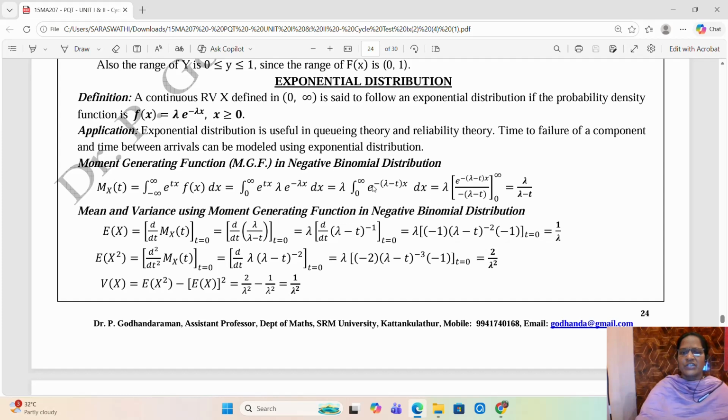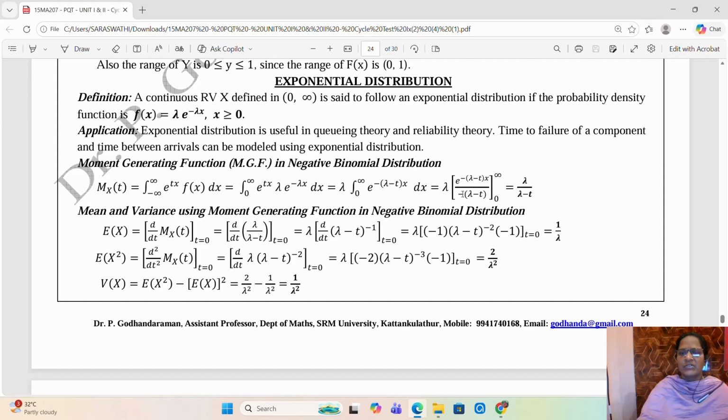As per the integration formula, the integral of e to the power minus ax dx is equal to e to the power minus ax divided by minus a. Here the coefficient of x is minus of (lambda minus t), so it has to be in the denominator. So lambda is the constant, e to the power minus (lambda minus t) x divided by minus (lambda minus t). Now apply the limits from 0 to infinity.